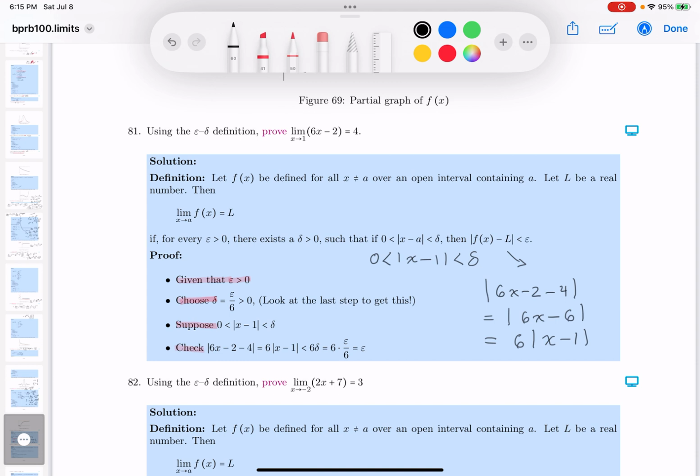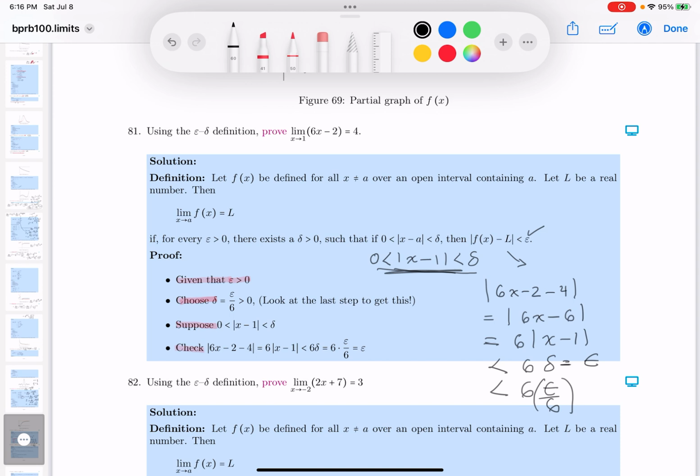Well, what do I know about that? I know something over here. I know that this, in fact, will be less than 6 times delta, right? Now, where's that coming from? Right over here. Now, the question is, I've got to choose this delta. So this would be actually the same thing as the epsilon. Where's that coming from? Right over here. So let's do that. 6 times delta equals epsilon. What's the delta going to be? It's going to be epsilon over 6.